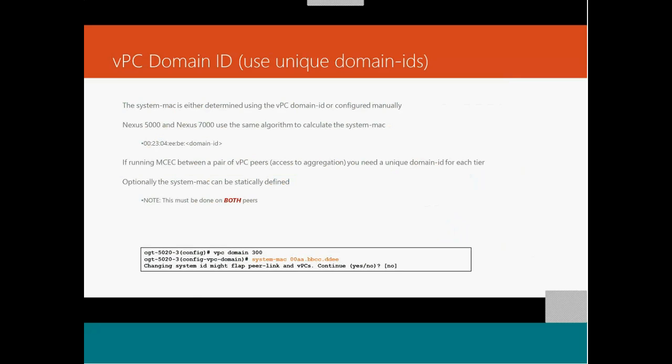All right. So this is how you statically define the VPC system MAC address. Do understand we need to configure this exact value on both the VPC peers. It cannot be different. By default, it is automatically assigned using a formula where the last 2 bytes are used for the domain ID.